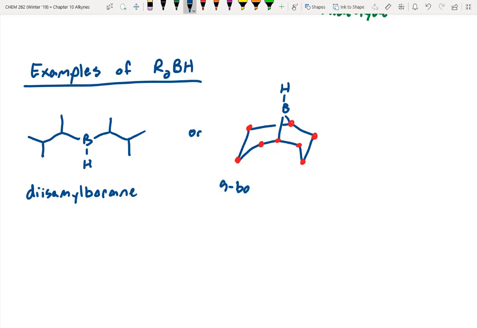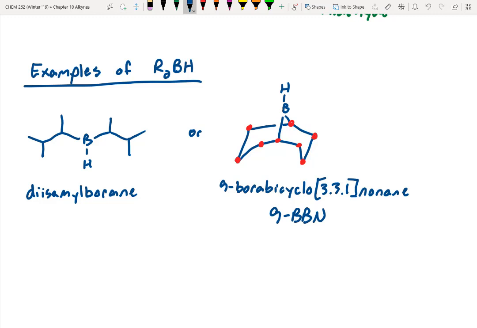So this has a really elegant name. It's 9-borabicyclo[3.3.1]nonane. So 9-borabicyclo[3.3.1]nonane. Doesn't flow off the tongue super well. So instead, people will call this 9-BBN. 9-BBN is way easier to write out.